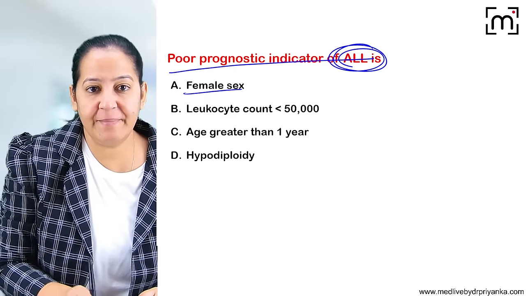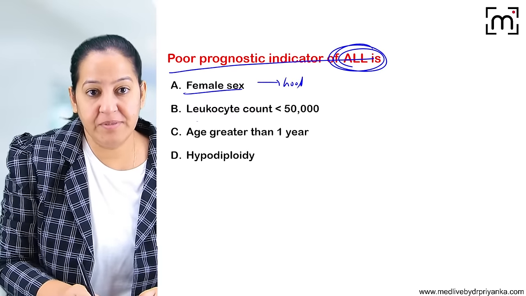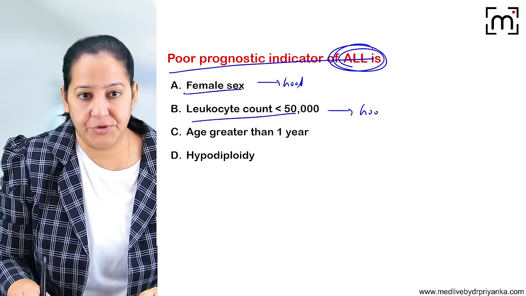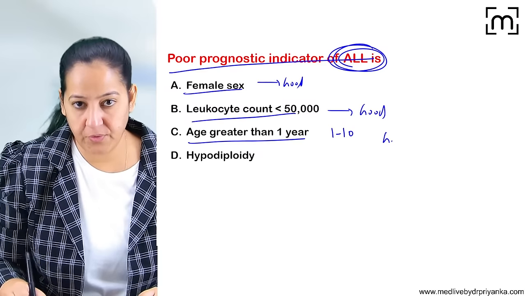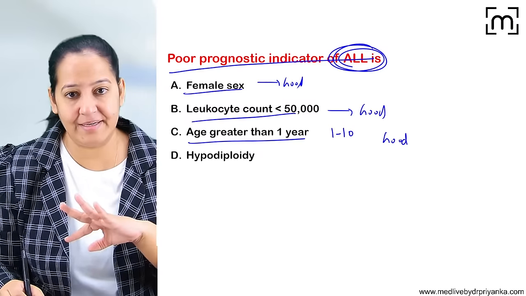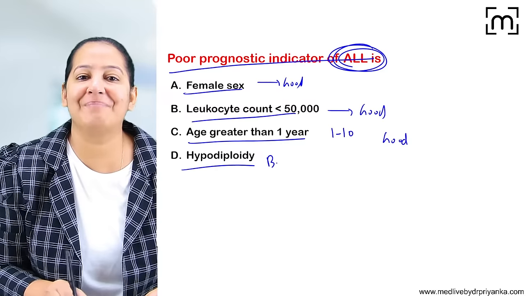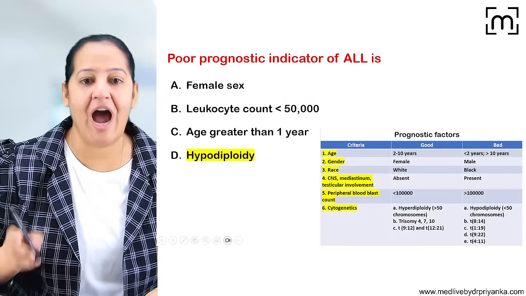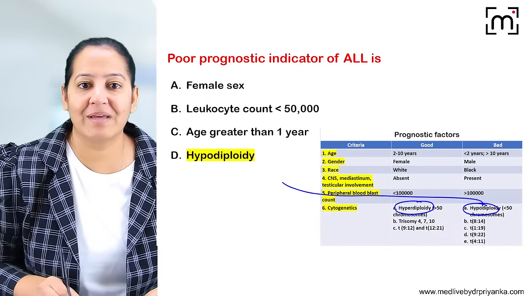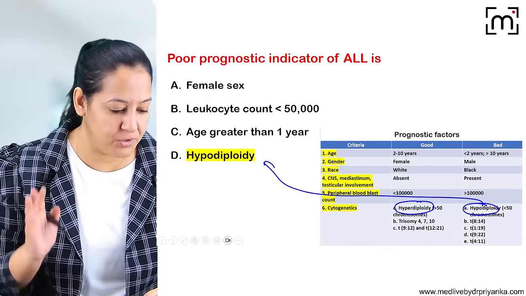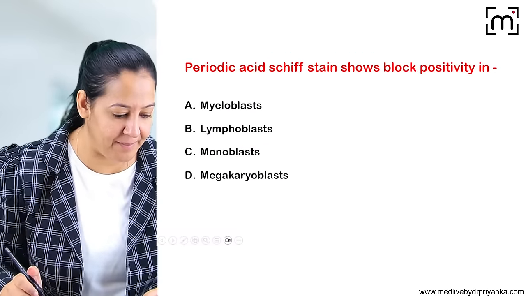Female gender is good. If the WBC count is less than 50,000, it's good. Age between 1 and 10 is good. Less than 1 or more than 10 is bad. Hypoploidy is bad. Hyperploidy is good. So you can see hypoploidy is bad. The remaining three are good. So you have to learn the prognostic factors of ALL.